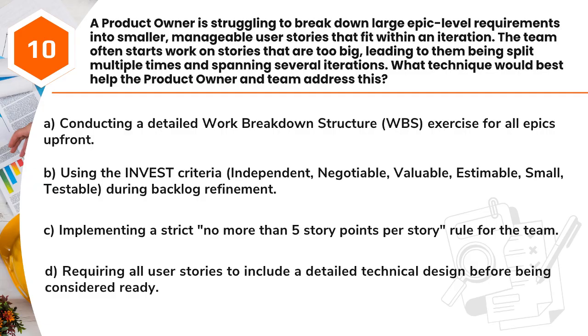A. Conducting a detailed work breakdown structure, WBS, exercise for all epics up front. B. Using the INVEST criteria, independent, negotiable, valuable, estimable, small, testable, during backlog refinement. C. Implementing a strict, no more than 5 story points per story, rule for the team. D. Requiring all user stories to include a detailed technical design before being considered ready.